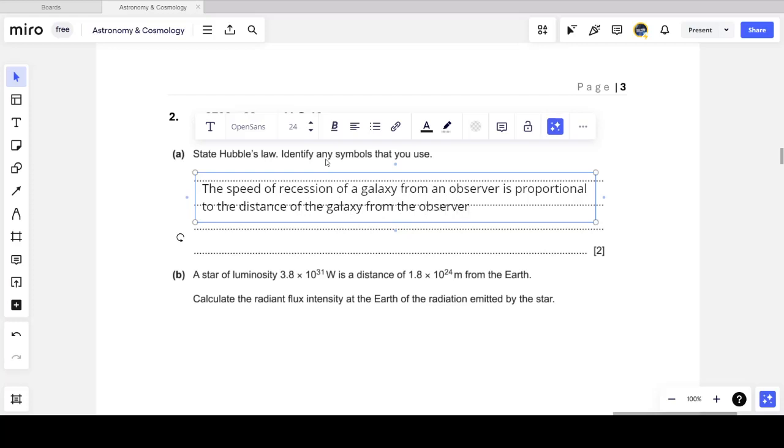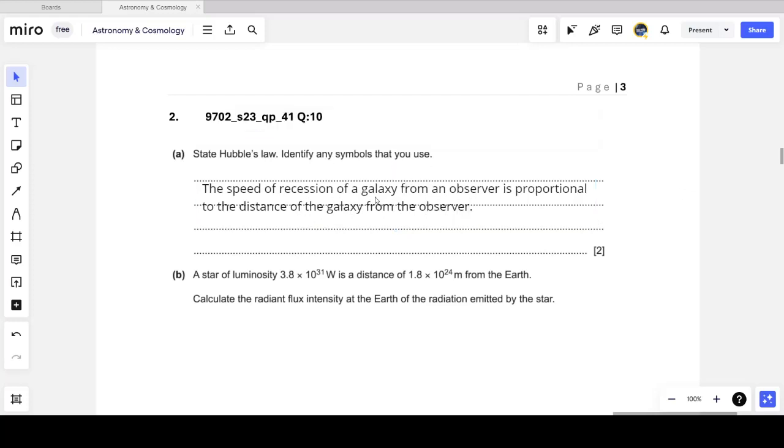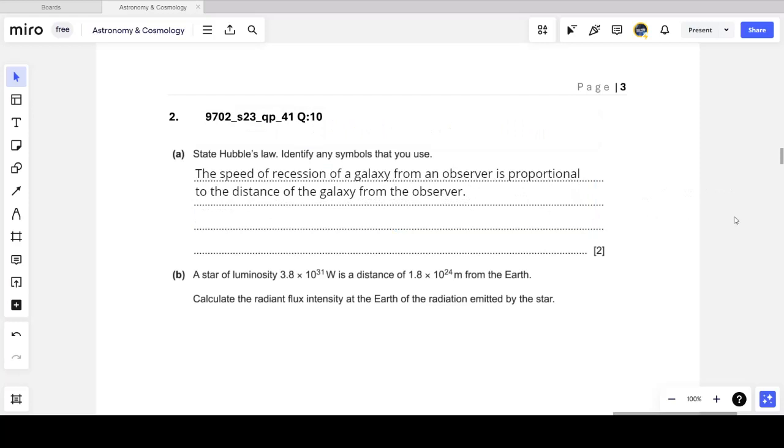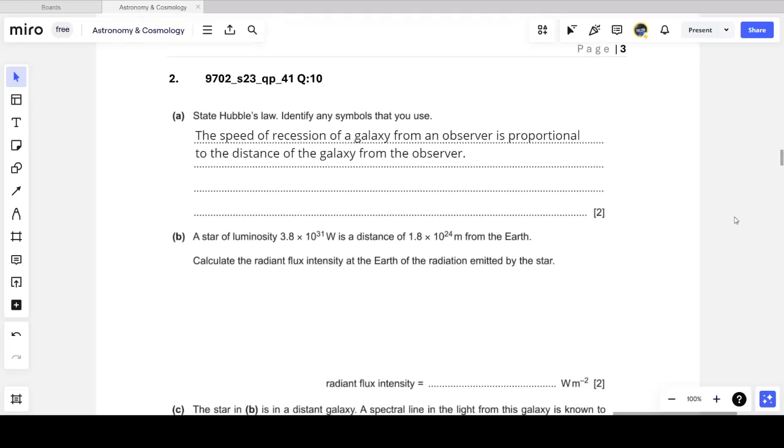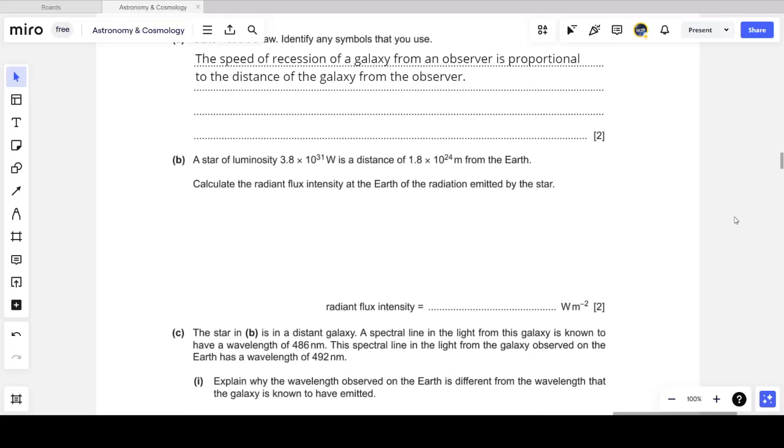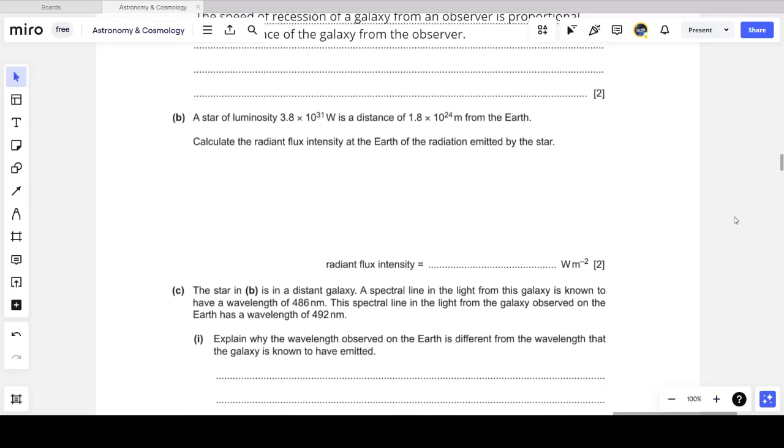So, a profound law, very old but still holds true, that the speed at which a galaxy is moving away from us is proportional to how far away it is. If it's further away, it's moving away faster. If it's closer, it's moving away at a much lower speed. And this is why objects that are close to us don't really have a massively observable speed of recession. But further away galaxies are moving away from us quite rapidly. So the speed of recession of a galaxy from an observer is proportional to the distance of the galaxy from the observer. I didn't really need any symbols because I didn't write the mathematical formula down.